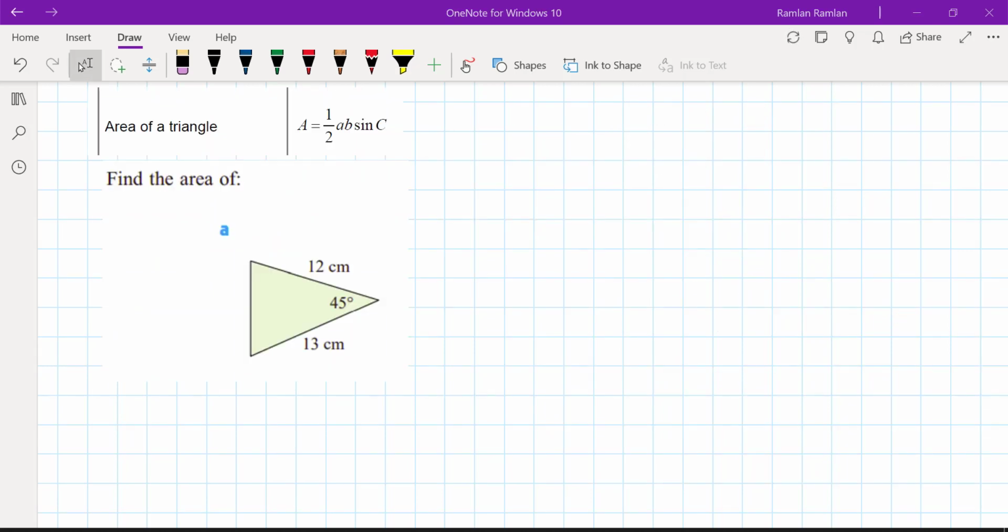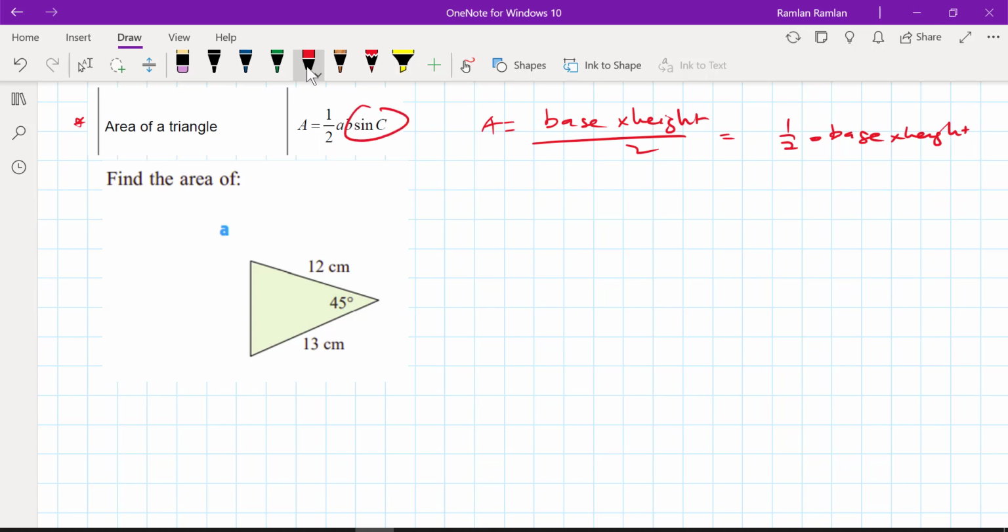The last thing that we're going to talk about is the area of a triangle. Here, the area of a triangle equals 1 over 2 times A times B times sine of angle C. When you're in elementary school or junior high school, you see that the area of a triangle is base times height divided by 2, the same as 1 over 2 times base times height. So why don't we see the sine here?